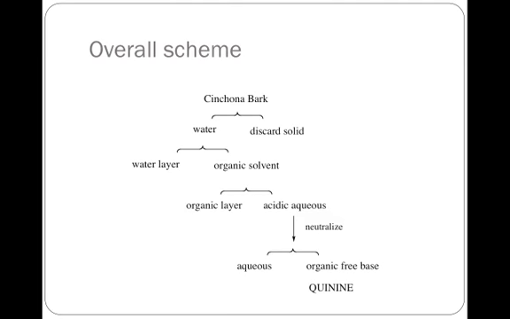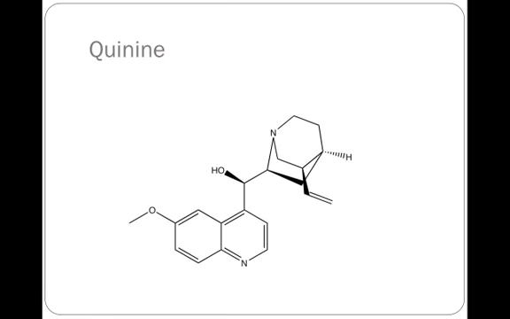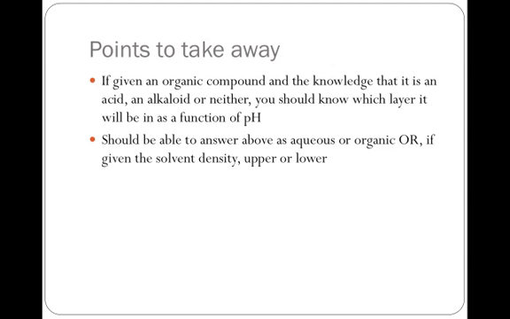Quinine here is an example. And there is the structure of quinine. You can see the nitrogens. Those are what's responsible for making the material basic and allowing them to be isolated in the typical way of alkaloids.